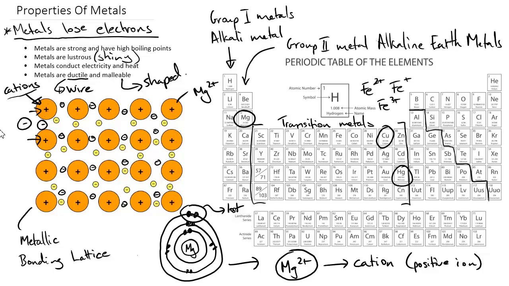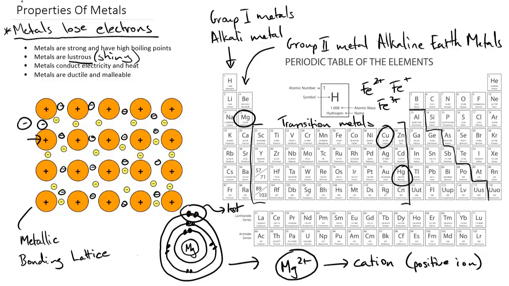Okay, now to our next point. Metals tend to be lustrous. I won't erase the electrons, but this idea of lustrous just means they're capable of reflecting light.